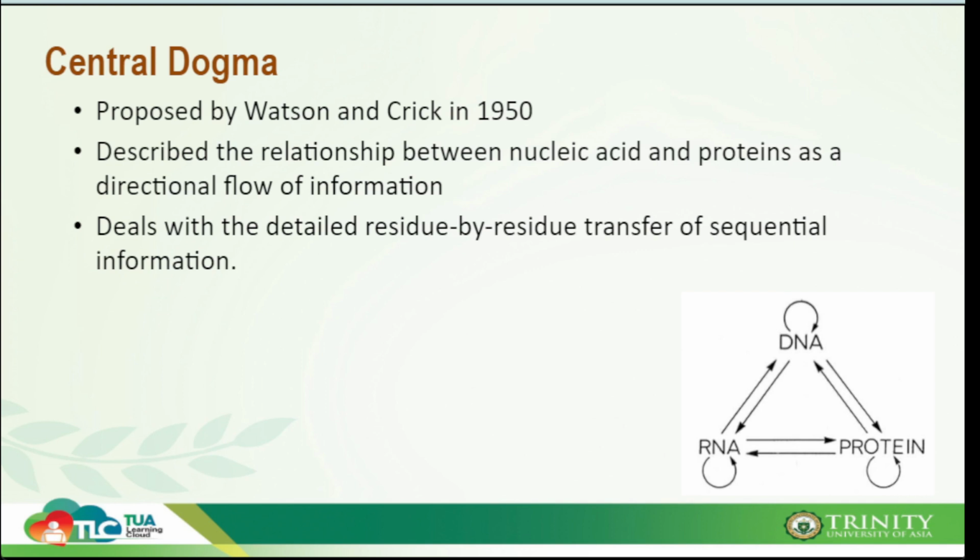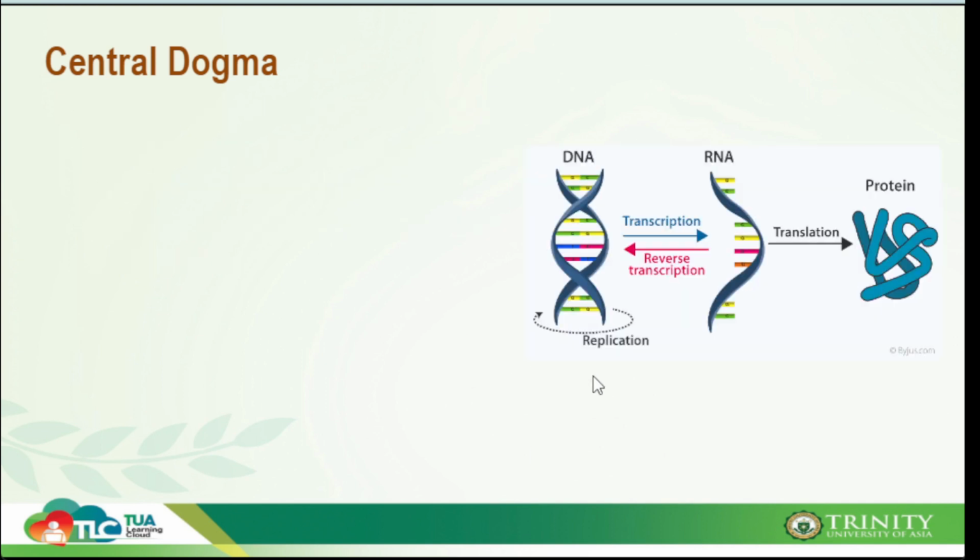So basically, the central dogma describes that DNA, RNA, and protein have a directional flow of information. So it's possible that protein can also produce your DNA, DNA can produce RNA, and then the circle just keeps going on and on. And it can also go in reverse: DNA can produce your protein, protein can produce your RNA, and RNA can produce DNA. So basically, it just talks about the detailed transfer of sequential information, no? From DNA to RNA to protein. Okay? So don't be nervous. This part is still easy.